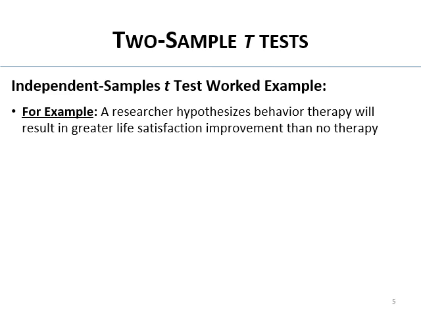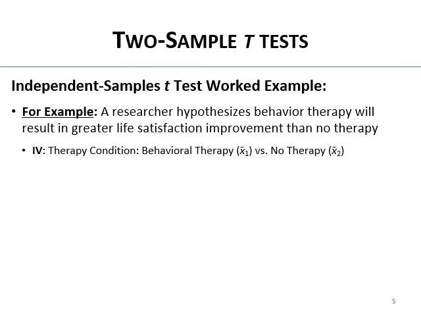So let's do a worked example of an independent t-test. These are really common. It's probably one of the most common stats besides correlation in dissertations and other research. So let's say a researcher hypothesizes that behavior therapy will result in greater life satisfaction improvement than receiving no therapy. It's kind of reasonable, right? So you got 2 groups.